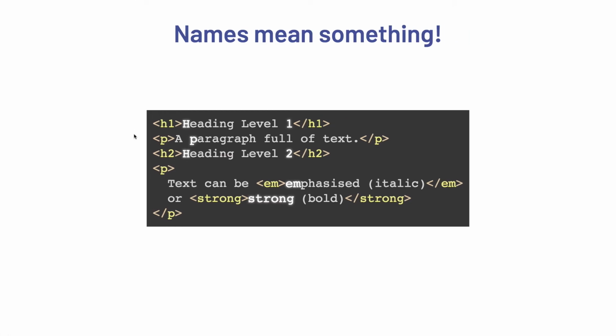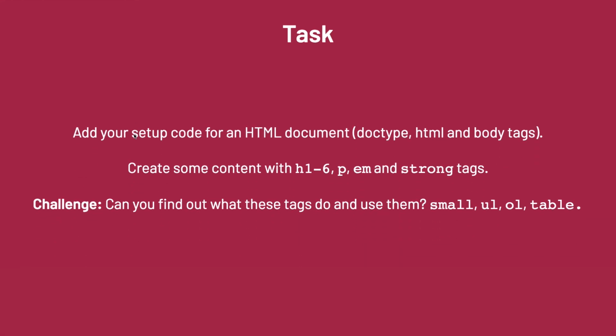Great. So to sum up, what we want to do here is add your setup code for an HTML document. Don't forget the doc type, your HTML, and your body tags, and then inside goes all the stuff you want people to see. Try to create some content with those H1 to 6, P, EM, and strong tags we've just discussed. But if you want to go a little bit further, try and find out what some other tags do.